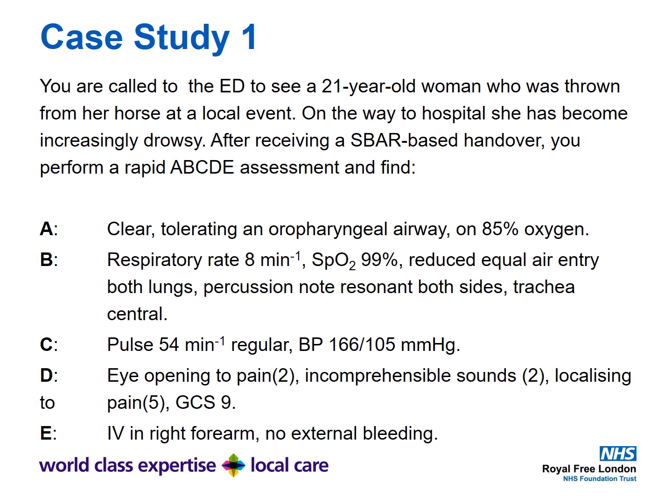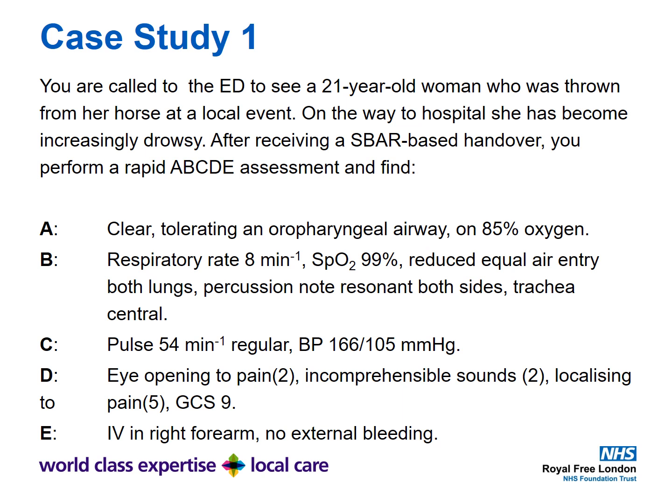So we're going to look at this one together. This is case study number 1. We are called to the emergency department to see a 21-year-old woman who was thrown from her horse at a local event. On the way to hospital, she has become increasingly drowsy. After receiving an SBAR handover, you perform a rapid ABCDE assessment and find A, that she is tolerating an oropharyngeal airway and is on 85% oxygen. Her respiratory rate is 8, her SATs are 99, there is reduced equal air entry on both lungs, her pulse is 54, blood pressure 166/105, she has a GCS of 9.